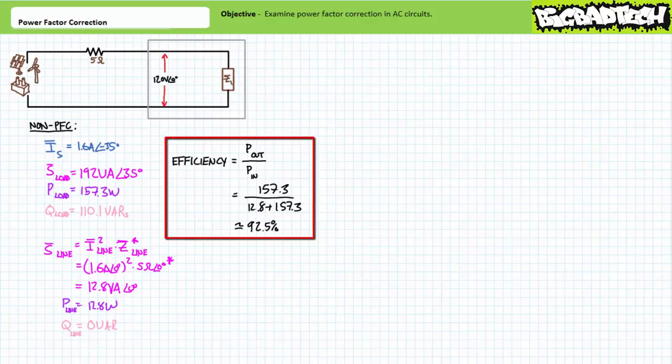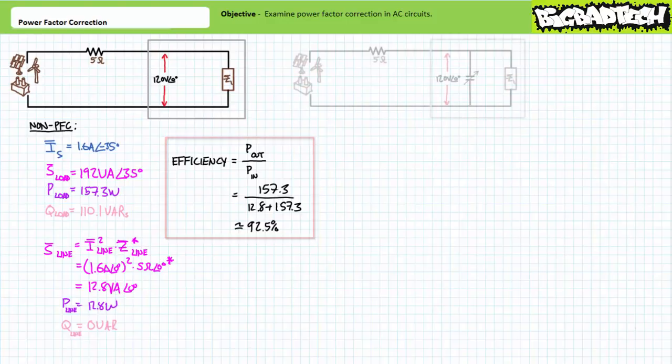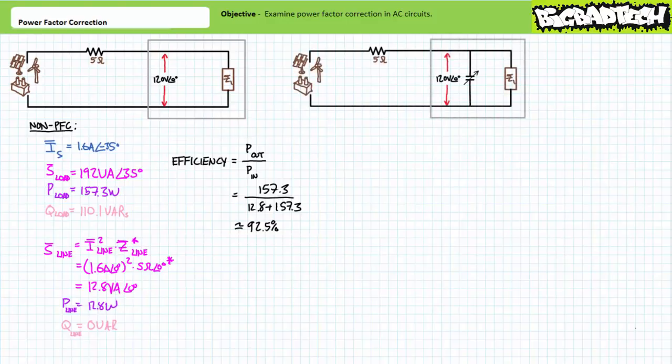Given the 12.8 watts of real power dissipated by the transmission line is considered a loss to this larger system, the system can be considered 92.5% efficient. Let's now examine the power factor corrected system. Given the power factor corrected system drew less source current, we might anticipate less loss in the transmission line, and as a result, increased efficiency. Let's see if this is the case.